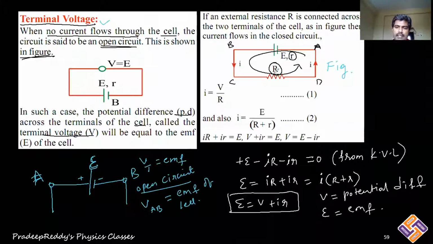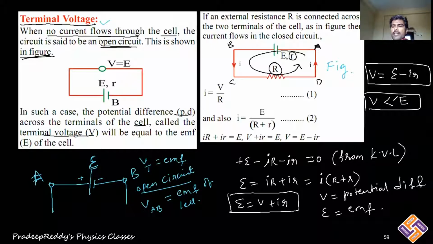So the EMF of the cell is equal to the voltage dropped across the external resistor plus the voltage dropped across the internal resistance. Usually when we connect an external resistor, the voltage V across it can be written as E minus Ir. Therefore, when the cell is in use, voltage is less than EMF. That is, the potential difference offered by the cell is less than the actual EMF of the cell, because some voltage is also dropped across the internal resistance.